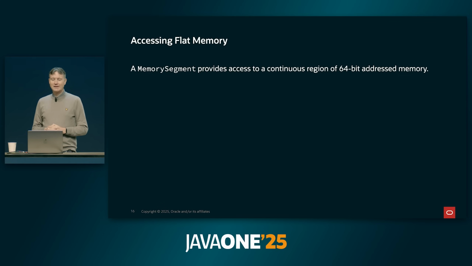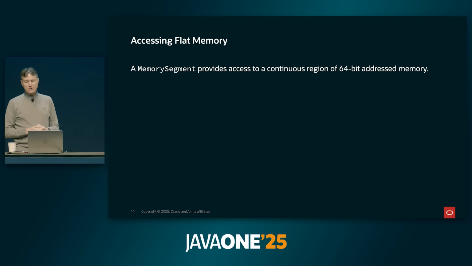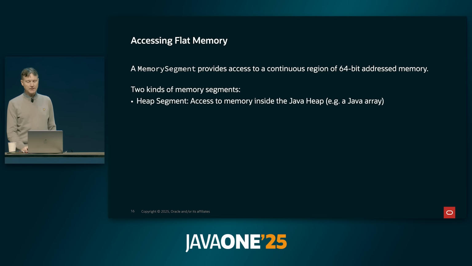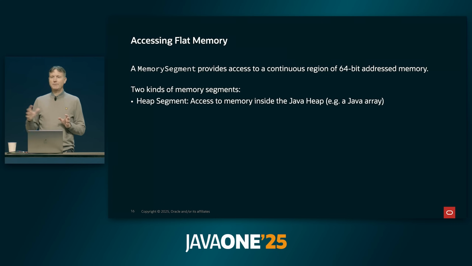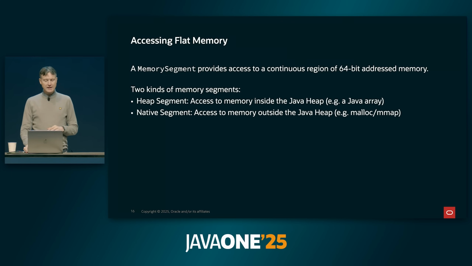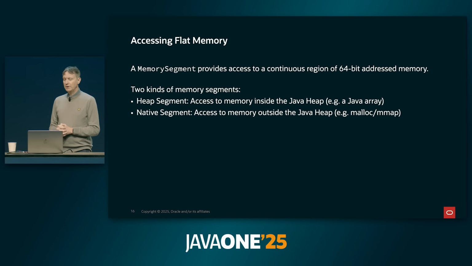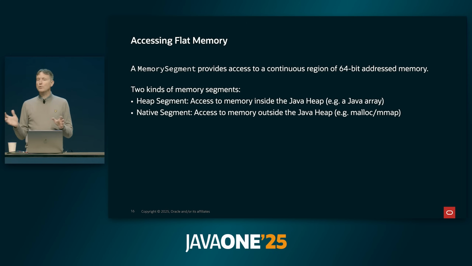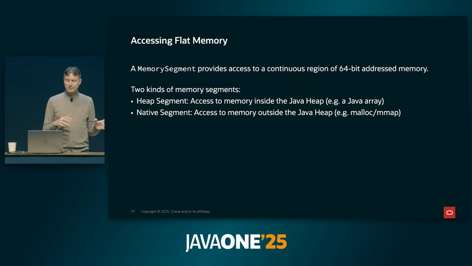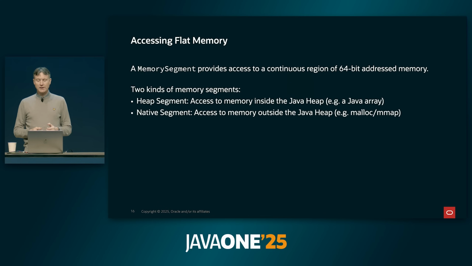A memory segment accesses a 64-bit region of continuous memory. And there are two types of memory segments. There is a heap segment, which can be backed by an array, for example, or also some other heap constructs. And there are native segments, which are native memory outside the Java heap, that you can typically get by invoking the native methods malloc or mmap. A heap segment can move, because a garbage collector can move heap objects, whereas a native segment always remains stationary and is not touched by the GC.